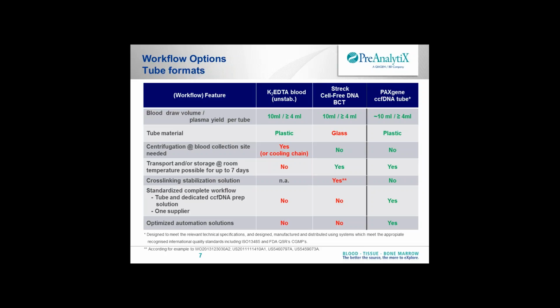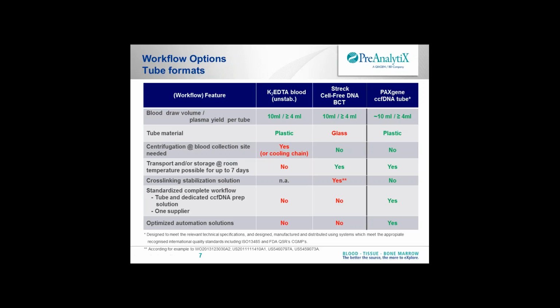Of course, as most of the applications that are done with ccfDNA relate to very few copies of DNA in the blood, you need, of course, a certain volume of blood. So 10 ml is what you get normally from EDTA blood, and a 10 ml blood draw is also realized with the Streck tube and with our tube as well, resulting for all these tubes in a plasma volume of at least 4 milliliters.